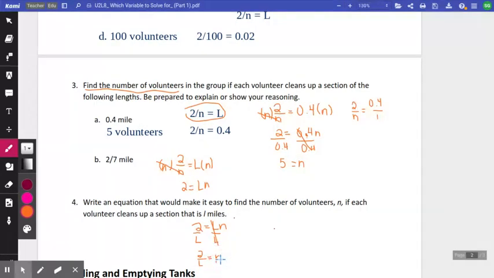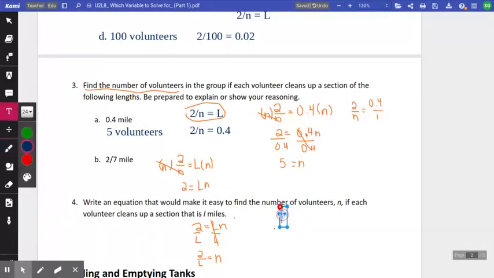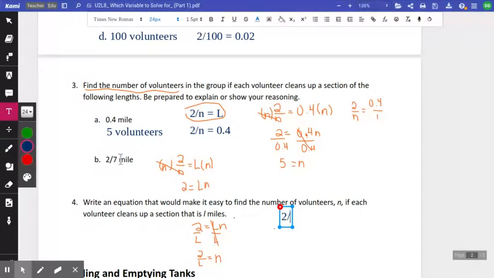That's telling me that the number of volunteers equals 2 divided by L, or the length of the road each person's cleaning. When I go to do the calculations now, it makes me no longer have to solve this equation. Notice if I was using the second equation we just wrote for the first problem, it would say 2 divided by the length of the road, which is 0.4, equals the number of volunteers. Look at that math there. 2 divided by 0.4, that's exactly what we did here to get our answer earlier.